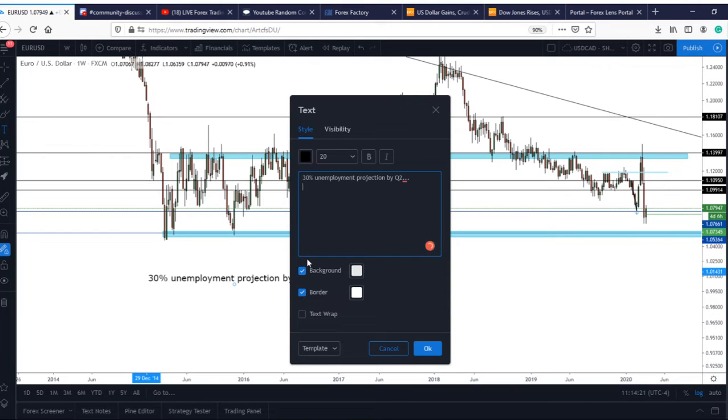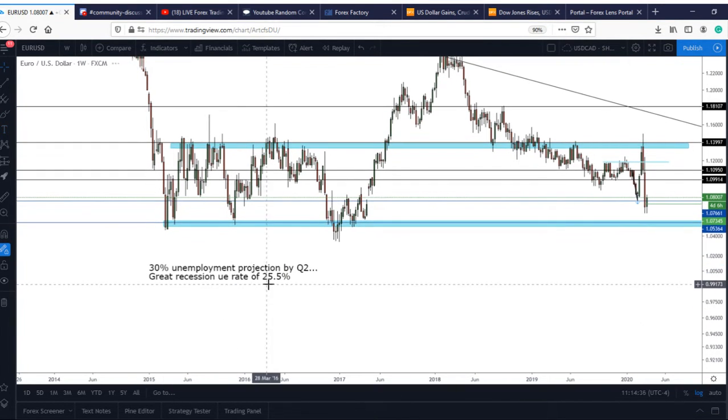And if you guys remember, the Great Recession had an unemployment rate of 25.5%, maybe. Something like that. I knew it was 25, but I think it might be 25.5%. So just to put in perspective, this is how bad it's going to be. 30% unemployment rate. And these people that are unemployed are going to go on unemployment insurance.